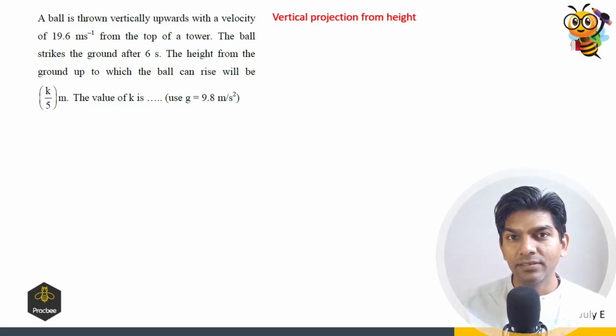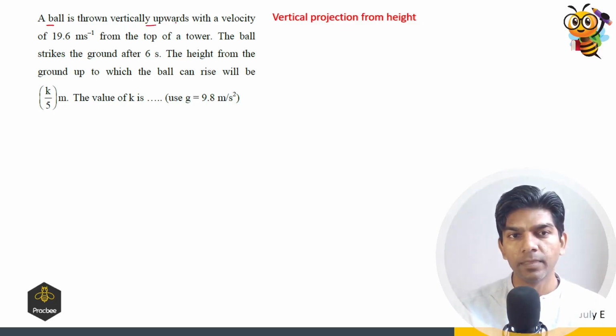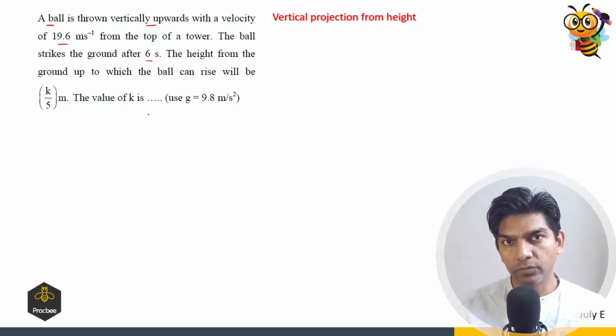Now let us see one more illustration based on the same problem type. A ball is thrown vertically upward with a velocity of 19.6 meters per second from the top of a tower. The ball strikes the ground after 6 seconds. So we are given the time of flight, and we have to find the maximum height attained by the ball from the ground.